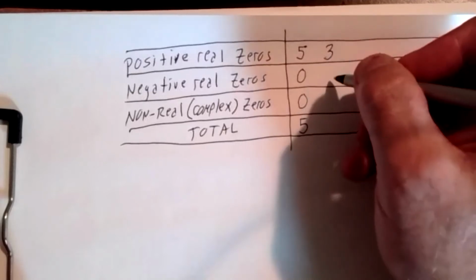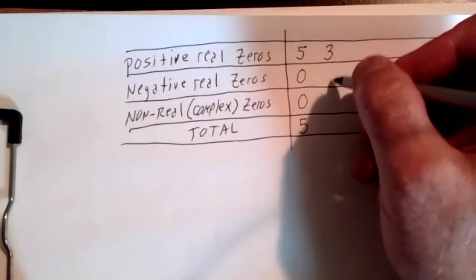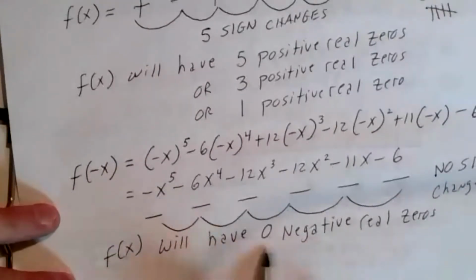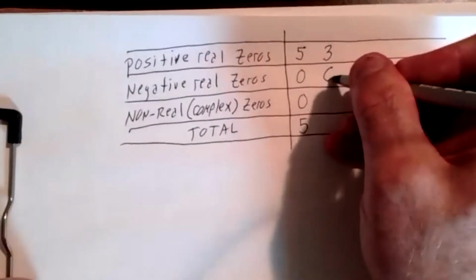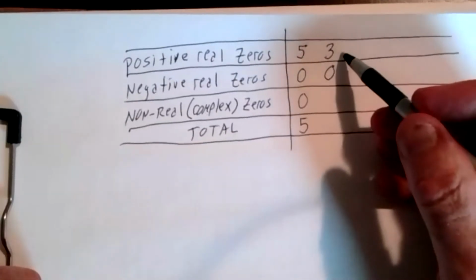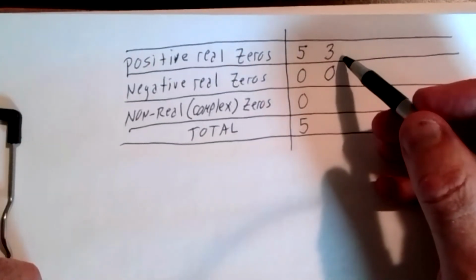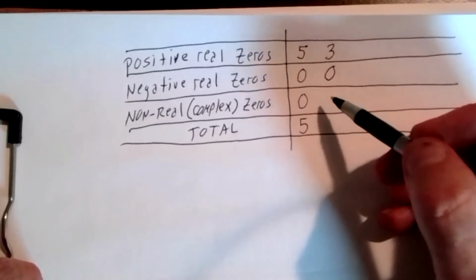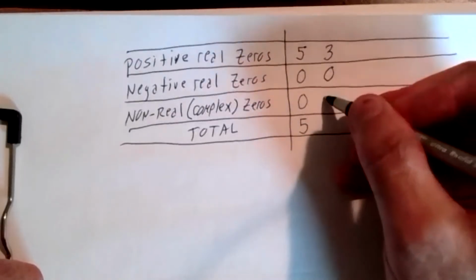But if we have 3 positive real zeros, could I have any negative zeros? No. Descartes' rule of signs says there will not be any negative real zeros. Okay, so there's still no negative real zeros, but we only accounted for 3 zeros. There's still got to be 2 other zeros. So, ladies and gentlemen, what does that mean for the number of complex zeros we would have to have? You'd have to have 2. We'd have to have 2.